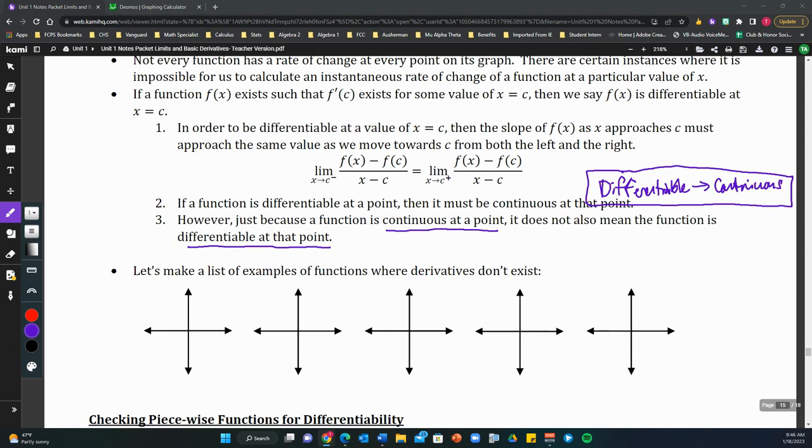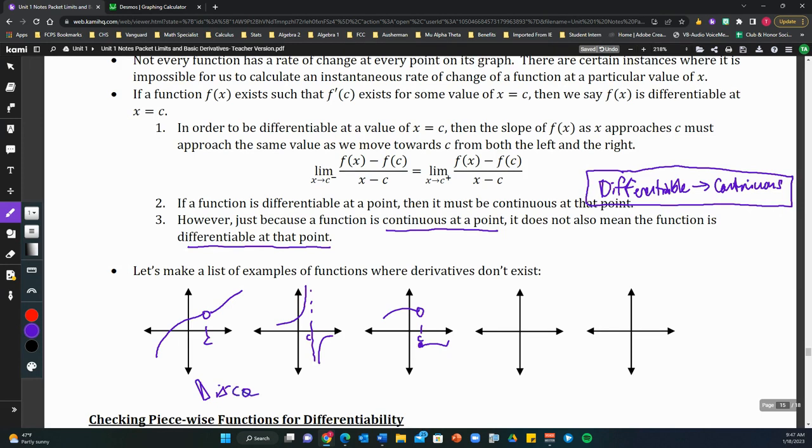The easiest options for where a function is not differentiable are where continuity fails. If a function is not continuous, then there's no way it's differentiable. Easy one here, a hole. If there's no point at x equals c, then there's no way for us to describe the rate of change at x equals c. The same thing is true with asymptotes. If we have a vertical asymptote at x equals c, then there's no way we can describe the rate of change for the function at x equals c. And lastly, the same will be true for breaks in the graph. The three types of discontinuities that we talked about in previous sections would be cases where the function is not differentiable. Those are the easy cases to point out.